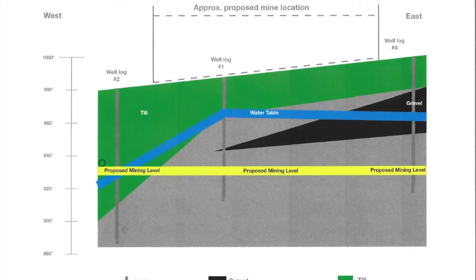And here we have what's called a water table, and that's because there's fairly dry material above the water table. Below the water table, it's saturated, and you can start pulling groundwater from it.